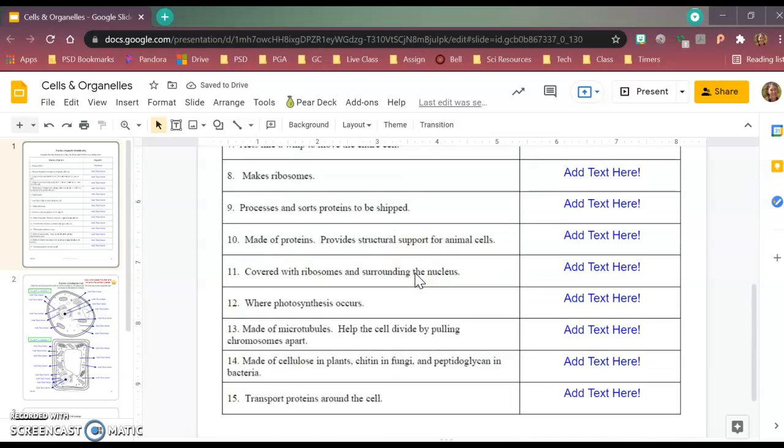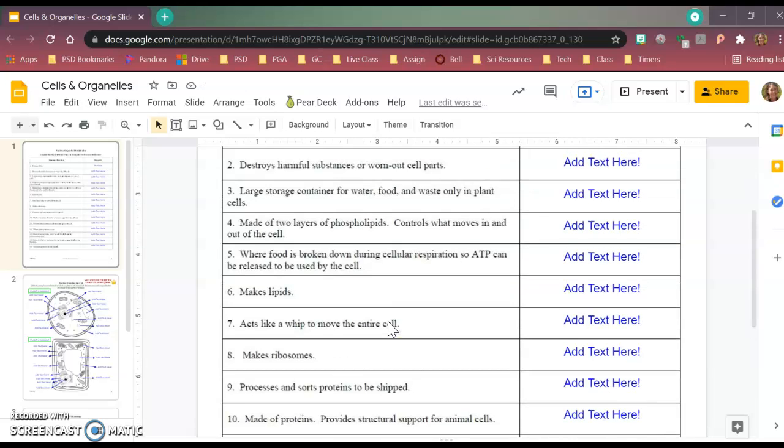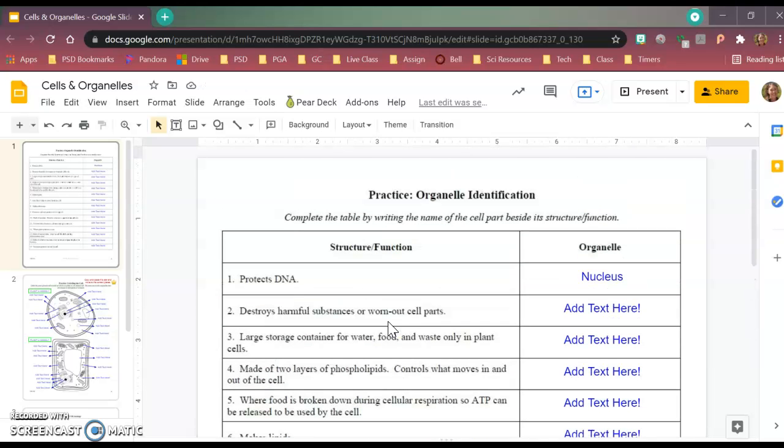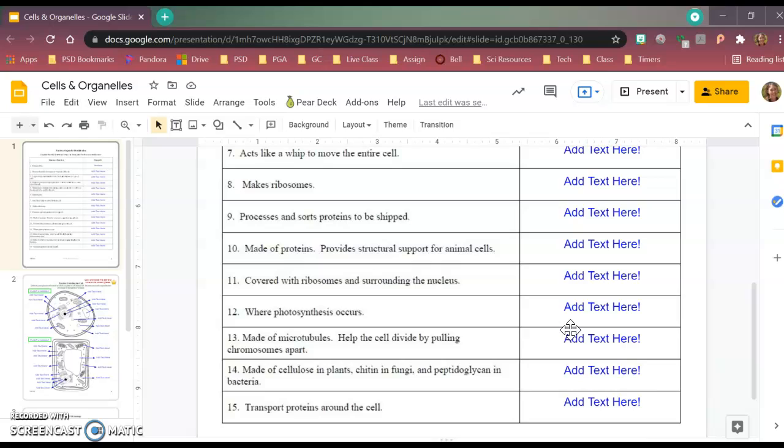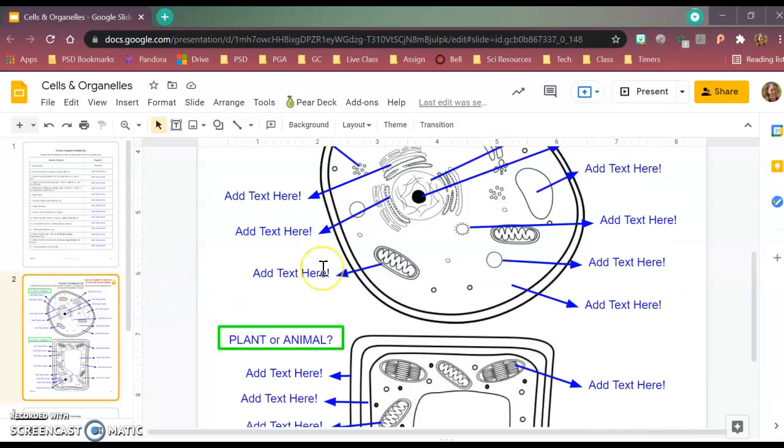You'll notice there are 15 different descriptions or jobs of things that happen in the cell, which means you will have 15 different organelles to list. So there should be no duplicates on this list. All right, that is page 1, which prepares you for page 2.